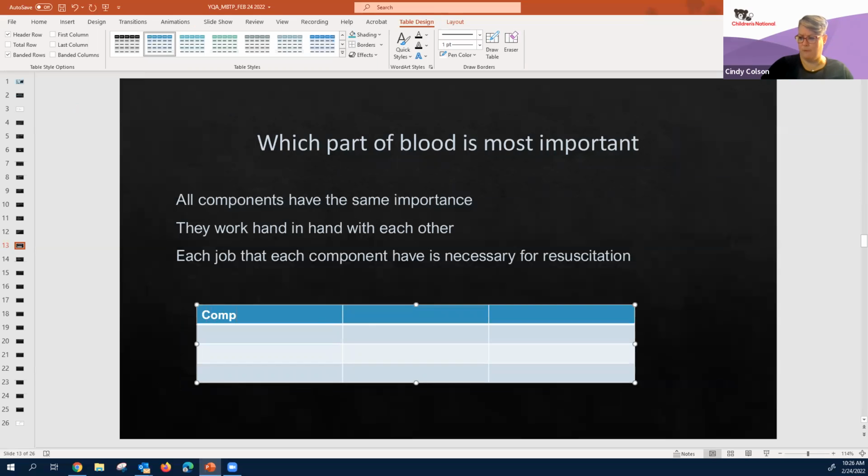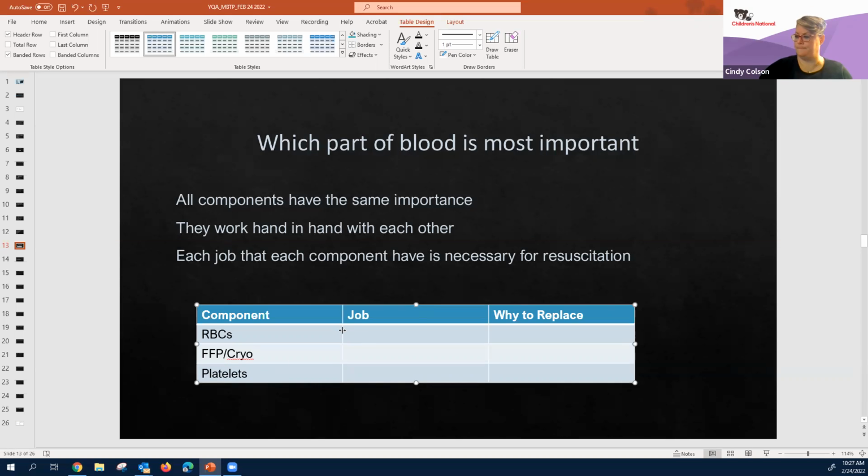So we have our component, job of the component, and why to replace. Okay. So we have your red cells, RBCs, then we have our FFP. I would do FFP/cryo because remember, cryo is plasma without all the volume. So they do about the same thing.